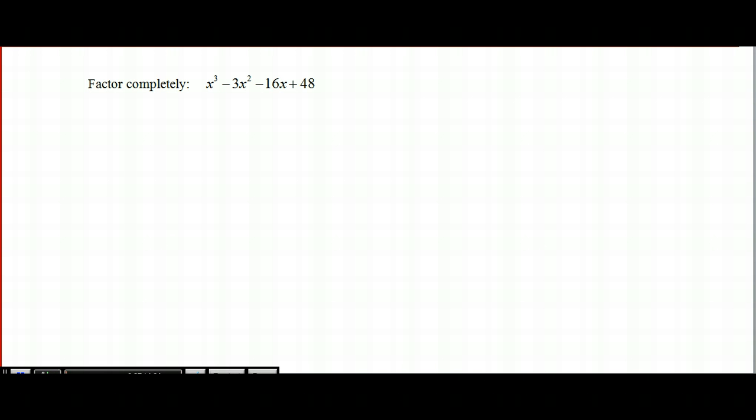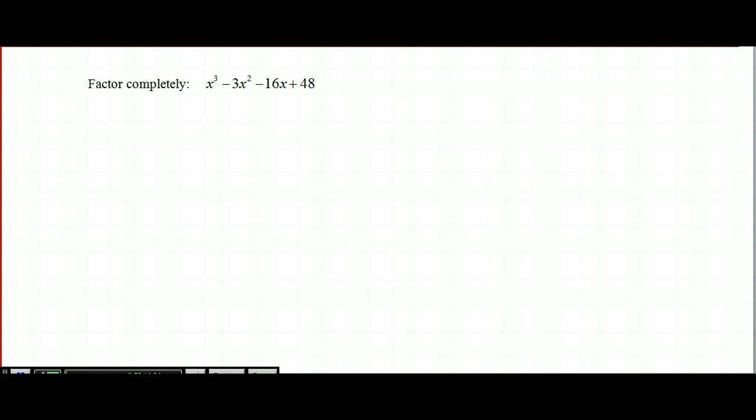A big mistake that I often see on a test is factoring and getting the right first step, but not realizing that there are further steps to be done, that this has to be factored completely. So after we do our initial factoring, we have to make sure that we are indeed done. So here's an example of what I mean by that.